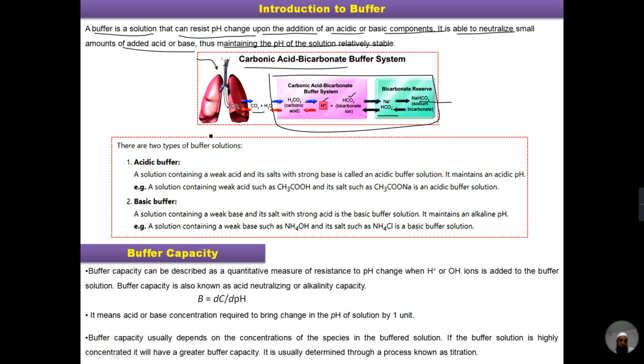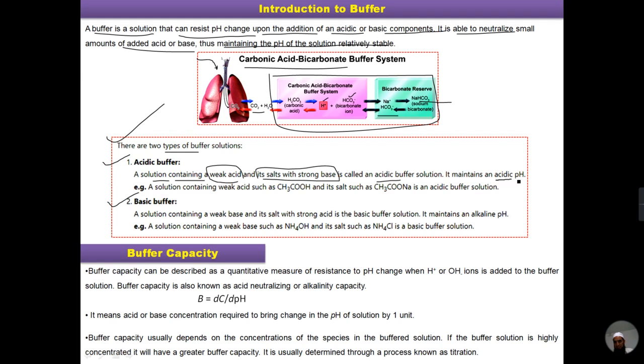Now talking about types of buffers, there are two types of buffers. Number 1, acidic buffer, and number 2, basic buffer. Acidic buffer क्या होता है? A solution containing a weak acid, remember this, a solution containing a weak acid and its salt with a strong base. So इसका मतलब है that if we talk about the acidic buffer, we must have two components. Number 1, a weak acid and its salt. We know acid combines with the base to form salt. So a weak acid and its salt with a strong base, that is called an acidic buffer.